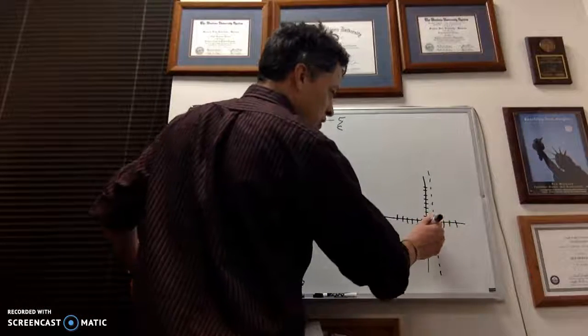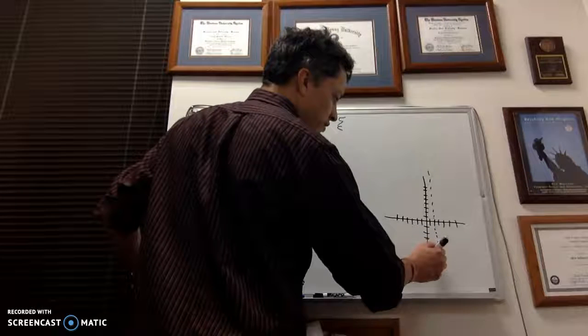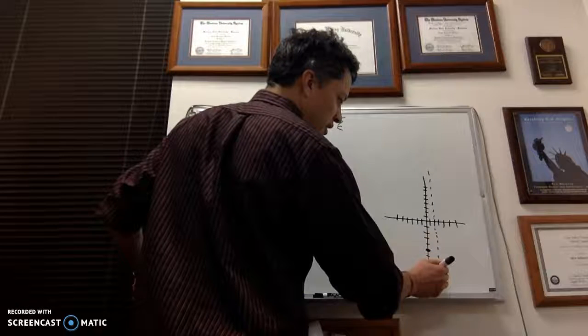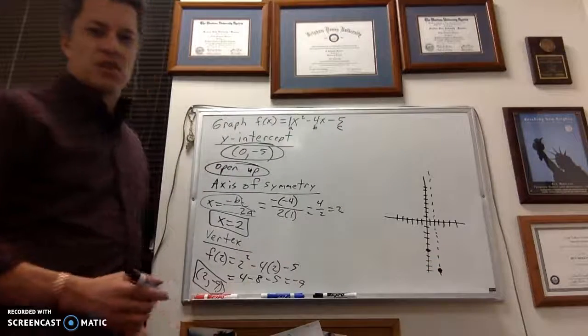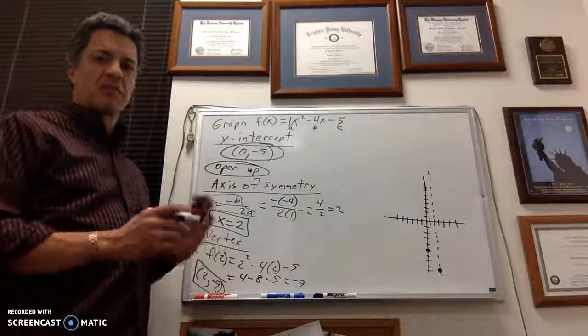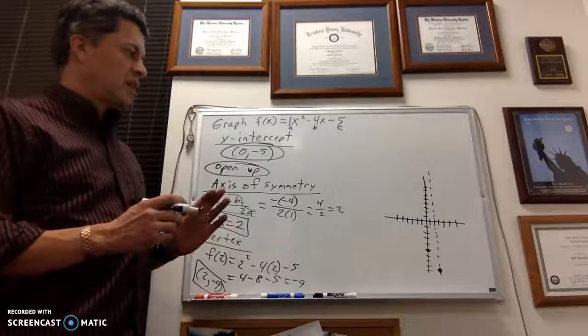So I've got 2, and then 1, 2, 3, 4, 5, 6, 7, 8, 9. And I'm right on that axis of symmetry. Okay, that's my vertex. So that's going to be my low point.